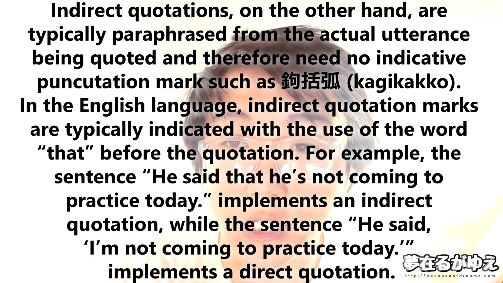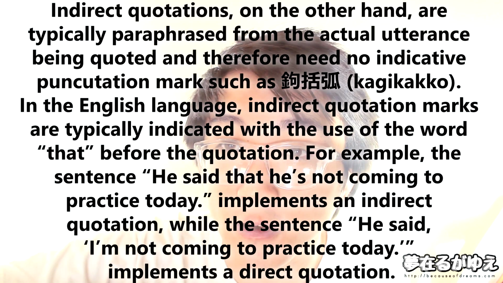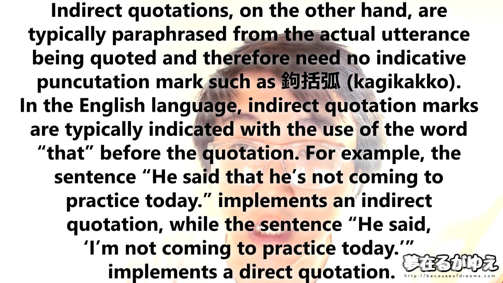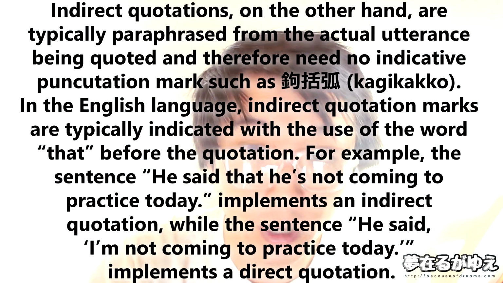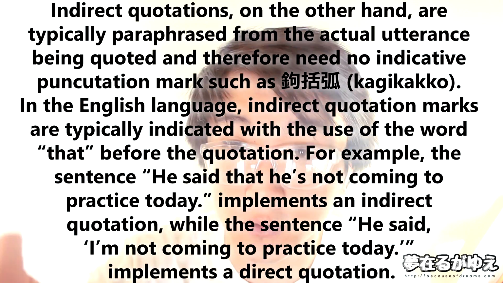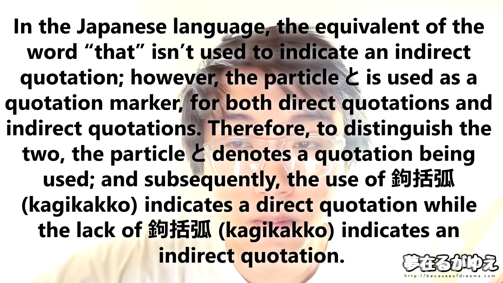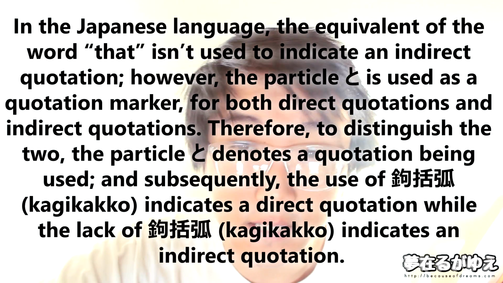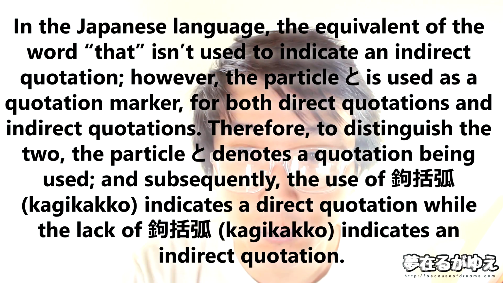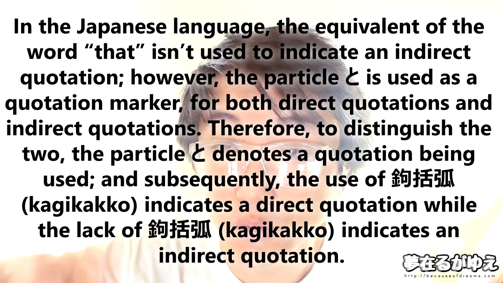And when you're using direct quotations in the English language, it's a bit harder to tell if you're listening and hearing the quotation being said, but if you're reading it, then you know right away that it's a direct quotation because of the quotation marks. And for the Japanese language, like I said, it has the equivalent of quotation marks, which are the kagikakko, but it doesn't use the Japanese equivalent of the word that to indicate indirect quotations.